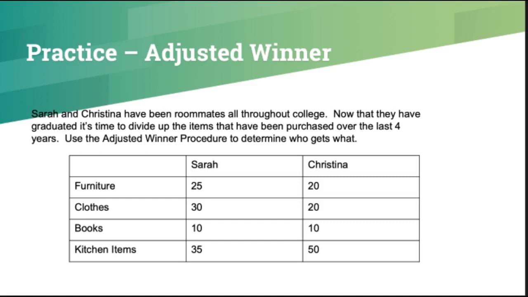These numbers represent essentially a percentage of what's left. So as you can see, Sarah thinks that the kitchen items are worth the most, and they make up like 35% of what they own together. And Christina agrees that the kitchen items are worth more, but she thinks they're actually worth more than what Sarah believes, at what she claims as being 50%. You can't really argue these things, so that's why there are such procedures like this, so that there can be some type of a compromise on who gets what.